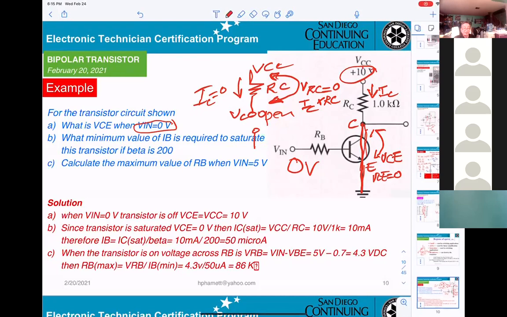The transistor is already saturated, therefore IB equals IC divided by beta. 10 milliamp divided by beta 200, so you get 50 microamp. That means the minimum value for the current IB to make it saturated.